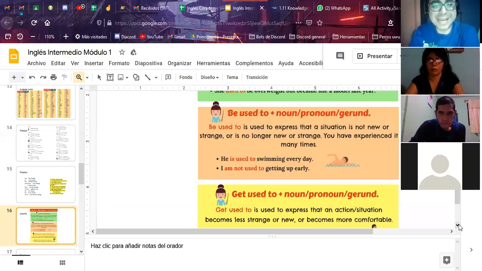Or the other one, it says, I am not used to getting up early. I don't know if this part is clear. This is kind of different from the first part. Esto no está en la plataforma, pero pues a mí me gusta siempre traer cosas extra, ¿verdad? And this is something interesting that we use.